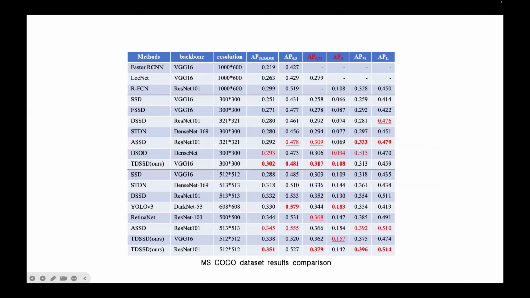This is my result on the Microsoft COCO dataset. Our method, compared with the baseline methods, gives a better result, especially when we see the metric at 0.75. It has much better results, which means our detection method can be more precise, especially in localization. This is the second task.